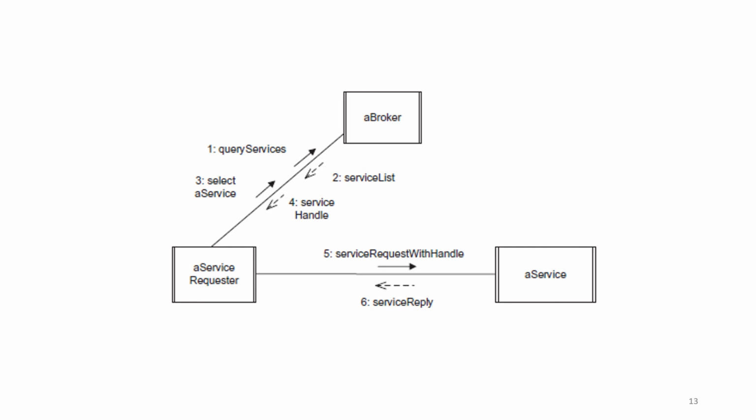Things will be more clear using this diagram, where first is the query for service, second is the acknowledgement with the service list, third is selecting a service, fourth is the service handle being provided, and using this service handle the service requester can communicate with the service directly.